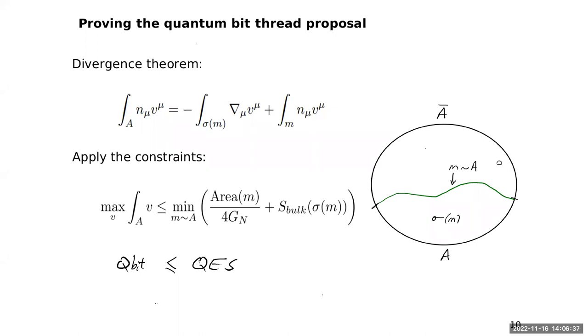So the constraints give you this inequality. The right-hand side, as we've said, is the term in brackets, which we can then minimize over M. So just from the divergence theorem and the constraints, we can see that the quantum bit thread prescription is less than or equal to the quantum extremal surface prescription. The question is whether this is saturated. And for this inequality to be saturated, as Lampros mentioned, we require these two to saturate these inequalities when M is the QES, the quantum extremal surface.